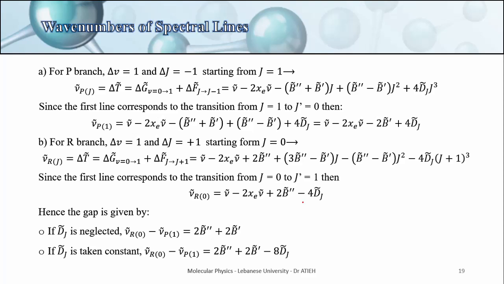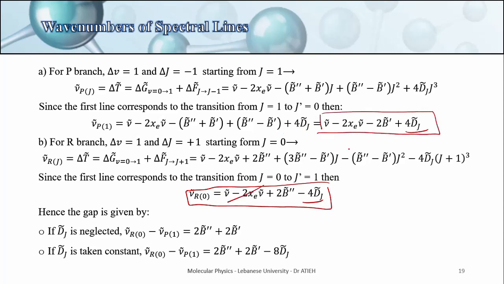Now if D is not negligible, let's keep it. Subtract nu bar R of 0 minus nu bar P of 1. So here's nu bar R of 0 and here's nu bar P of 1. So these are terms that will be cancelled. I'm left with 2B double prime minus minus 2B prime. So it's plus 2B prime. My minus 4D minus 4D, we will get minus 8D.